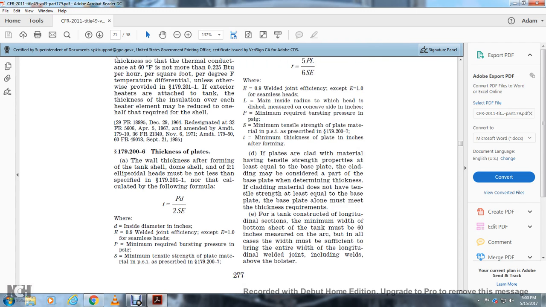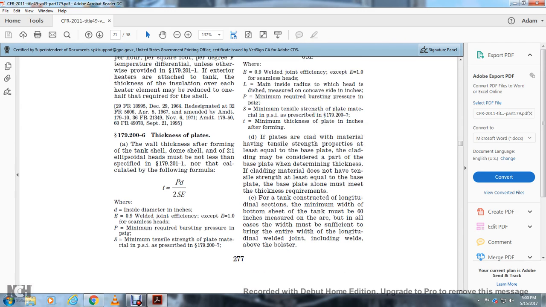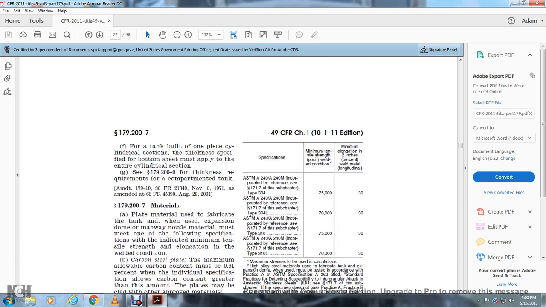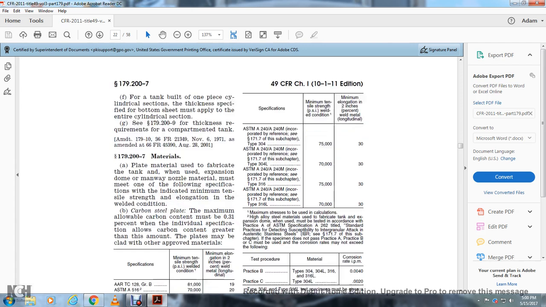For a tank constructed with longitudinal sections, the minimum width of the bottom sheet must be 60 inches measured at the arc, and in all cases the width must be sufficient to include the entire width of the longitudinal welded joint, including welds above the bolster. For a tank built of one cylindrical section, the thickness specification for the bottom sheet must apply to the entire cylindrical section. See 179.209 for the thickness requirements for compartment tanks.